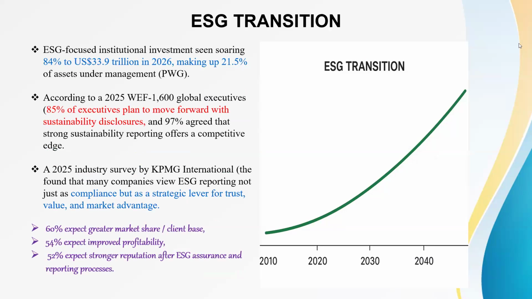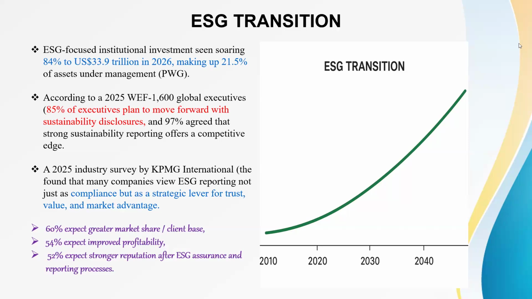We have a few statistics that prove how the transition has been going on from 2010 to the future of 2040. There is a positive transition of ESG, how it is being accepted by organizations and how it is being considered globally when your organization is forging towards consideration of ESG. ESG-focused institutional investment is soaring from 84% by 2026 and making up to 21.5% of assets under management.